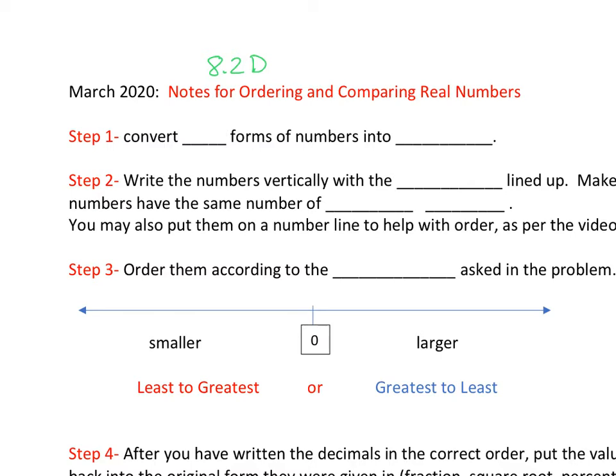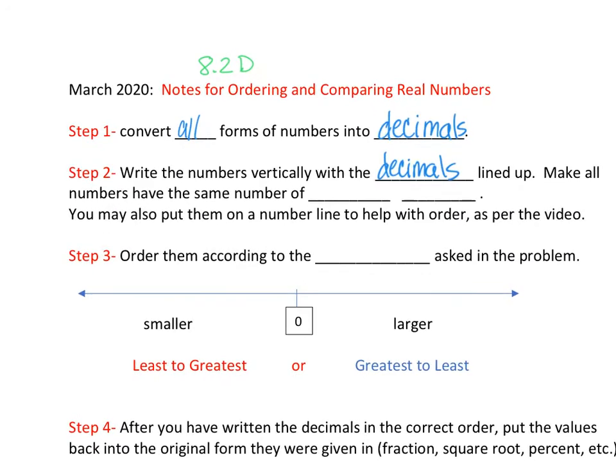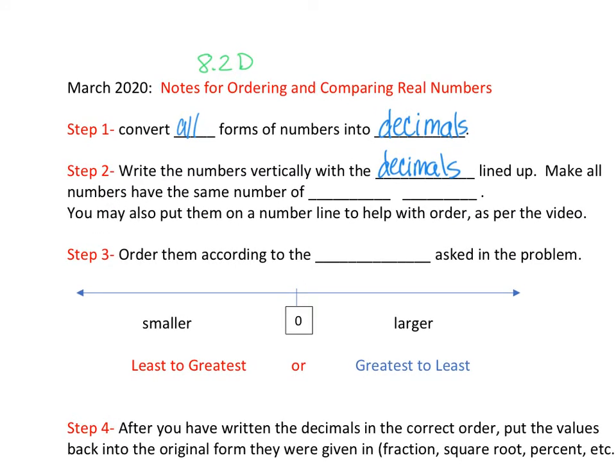Okay, we're going to first convert all forms of the numbers into decimals. This is the easiest way for us to know how they compare. Write the numbers vertically with the decimals lined up. Okay, make all numbers have the same number of decimal places so we can compare accurately.